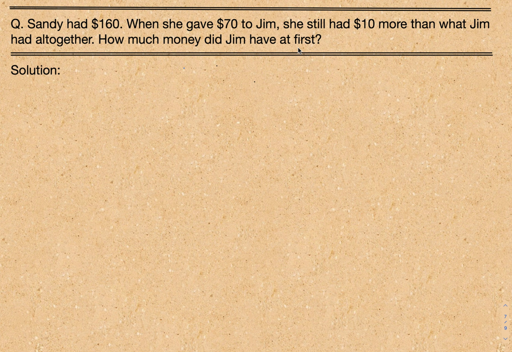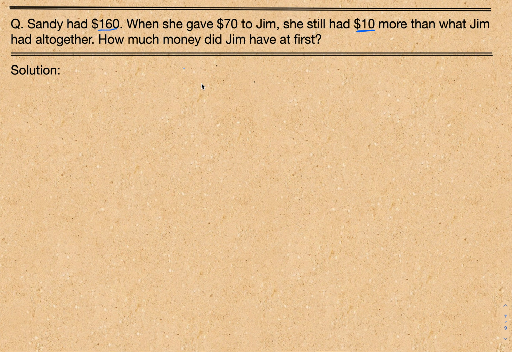Okay, so what we have here is Sandy had at first $160, and then she gave $70 to Jim. Then after giving $70, she still has 10 more than Jim. Here, altogether means whatever Jim had at first plus another $70 he got from Sandy.